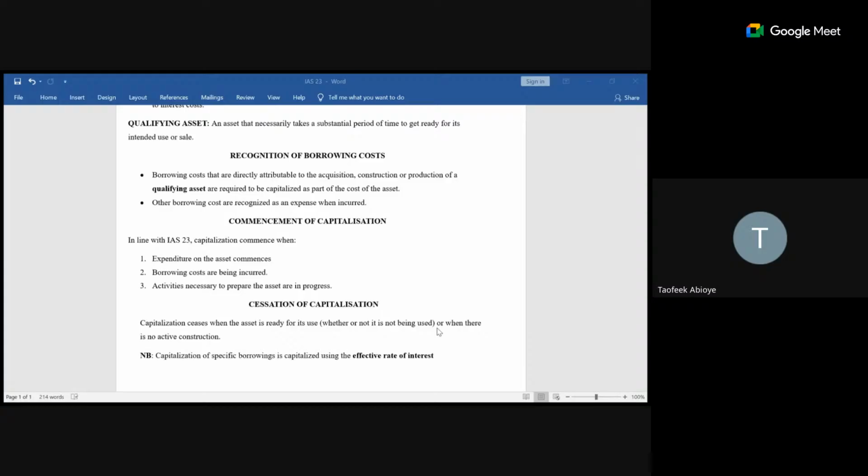So that is why IAS 23 is saying that immediately it is available for use... Let me highlight it in case you are reading on your own. When it is available for use, please stop capitalization.